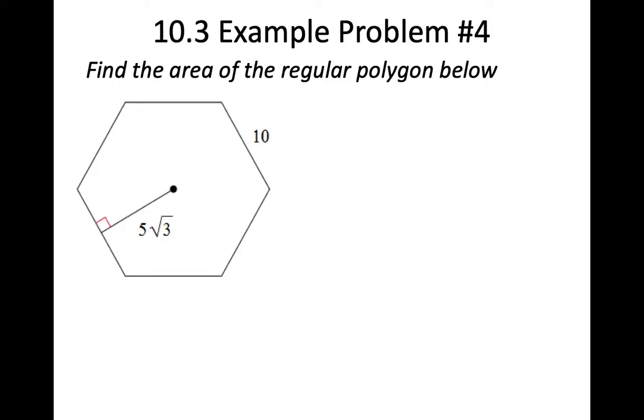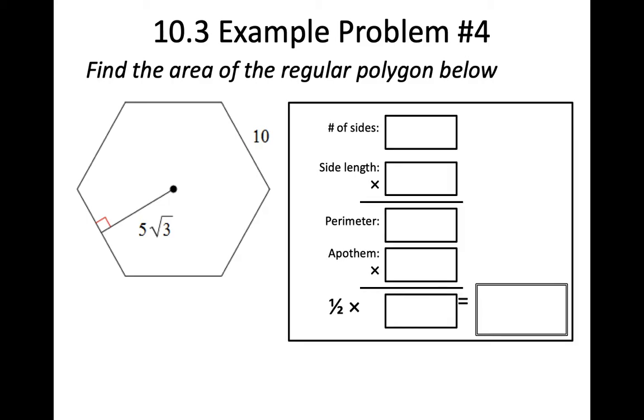Let's do example problem 4 to find the exact value of this one. Once again, here's my graphic organizer. I've got 6 sides. Each side length is 10, so the perimeter must be 6 times 10 is 60. Multiply that times my apothem, which is 5 root 3, and that equals 300 root 3. Take 1/2 of that, and it's 150 root 3. Okay, so we've now done a couple problems where we find the exact value of a regular polygon.